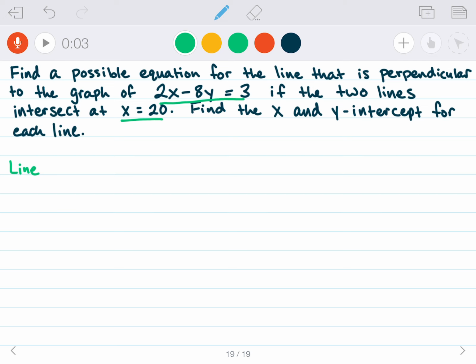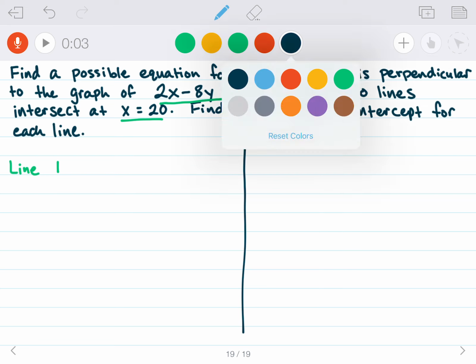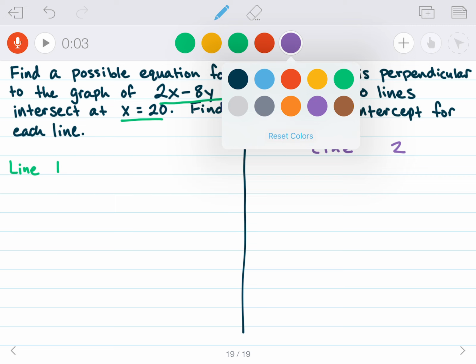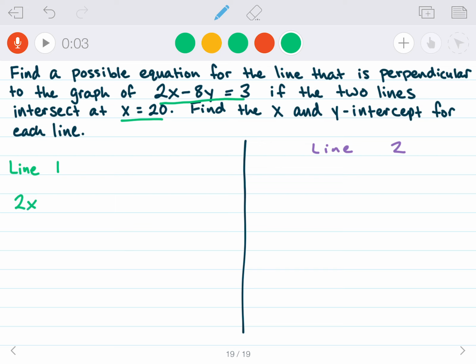So this is going to be line 1, and I'll put line 2 over here in purple. This is line 2. So line 1, we're already given the equation for it. That's nice. So the equation of line 1 is 2x minus 8y equals 3. And as usual, we want to put this in slope-intercept form so that we can easily identify the slope, okay? So putting this in slope-intercept form means isolating y.